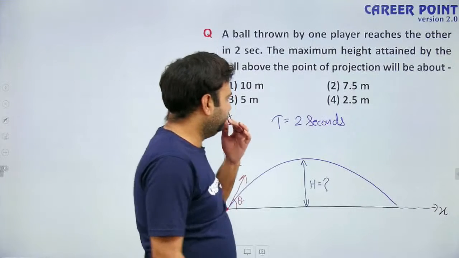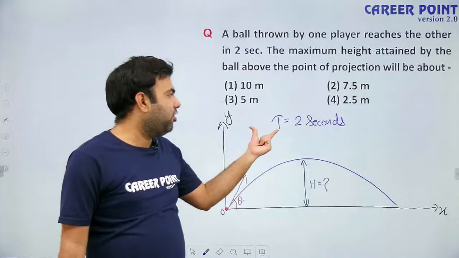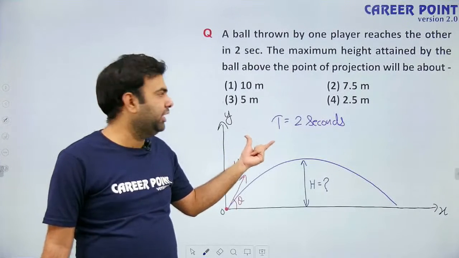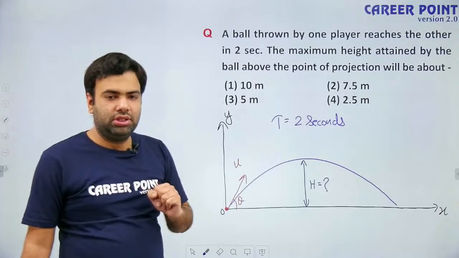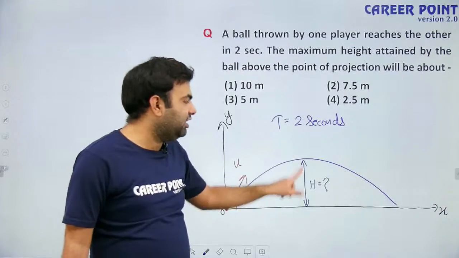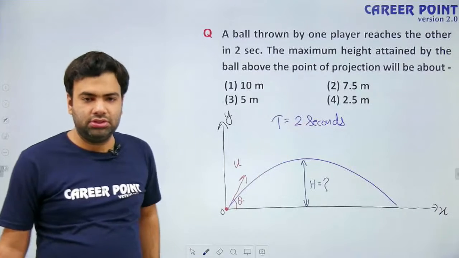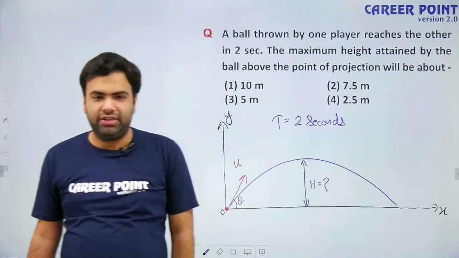So what you have to do? First of all, write the formula of time of flight, put it equal to 2 and you will get some values of some variables. Now write the formula of height and find out the value. Priyanka, very good. You are also right.